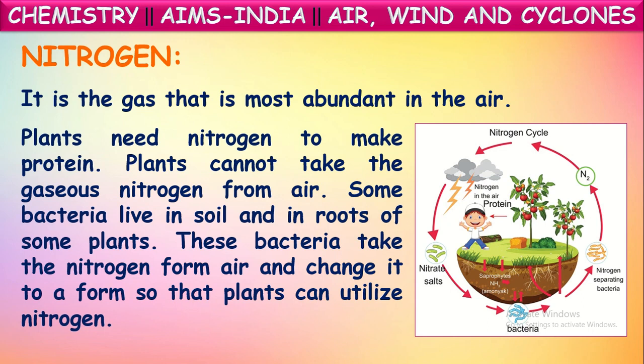So we also get these proteins from the plants by eating them in the form of vegetables and fruits. Okay. This process is called the nitrogen cycle: the conversion of atmospheric nitrogen into useful nitrates by bacteria, which are taken by the plants and converted into proteins. So this complete cycle is called the nitrogen cycle.